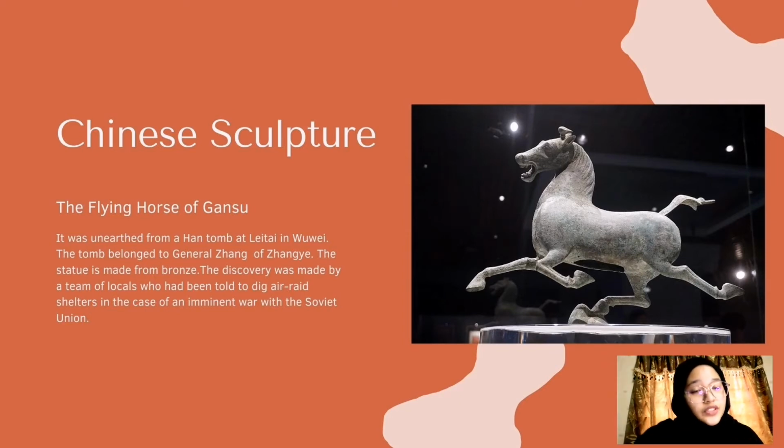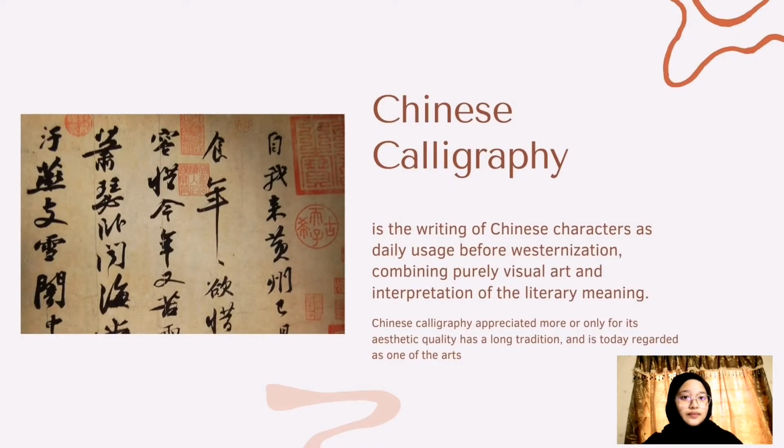So let's move to Chinese sculpture. As you can see here, this sculpture is named the Flying Horse of Gansu. It was unearthed from a Han tomb at Leitai in Wuwei. The tomb belonged to General Zhang of Zhangyi and the statue is made from bronze. The discovery was made by a team of locals who had been told to dig air raid shelters in case of imminent war with the Soviet Union.